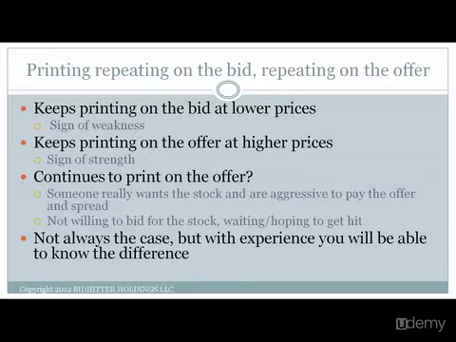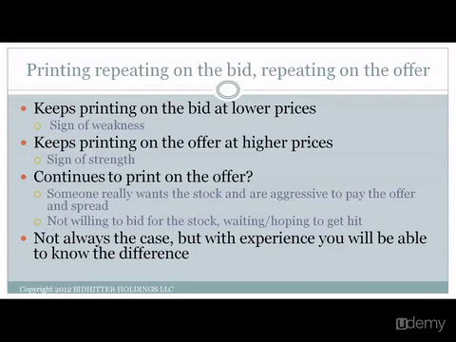Okay, so let's go into more detail about the prints: printing on the bid, and printing on the offer. Generally, if a stock keeps printing on the bid at lower prices, that's a sign of weakness. Meaning, if you see a bunch of red prints and the stock is going down in price, it's a sign of weakness. The same thing goes vice versa. If it keeps printing on the offer at higher prices, that's a sign of strength. Very simple, yet something you should keep note of.